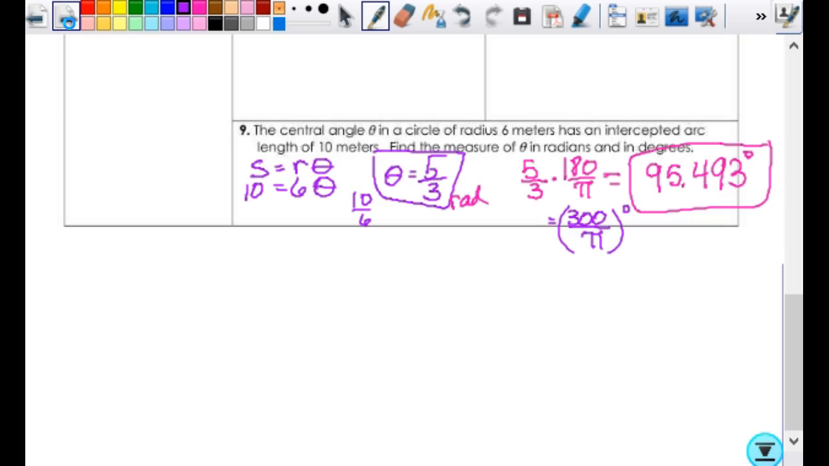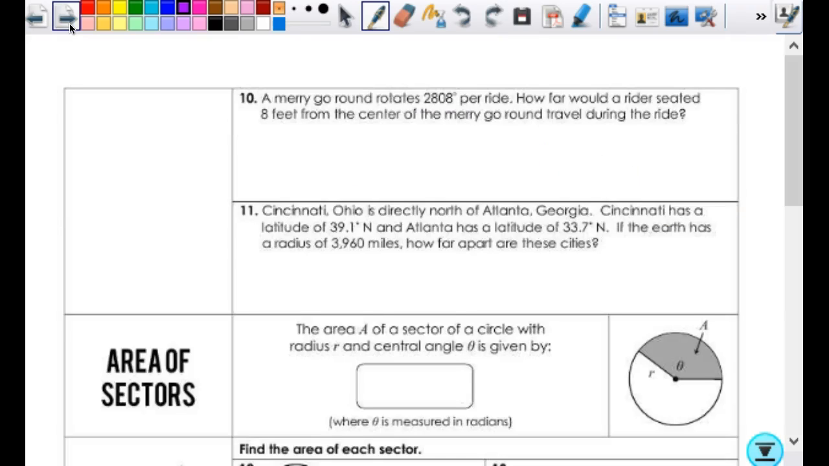All right, on the back. Let's look at number 10. Ready? Sit up. Okay, so a merry-go-round rotates 2,808 degrees per ride. Wow. How far would a rider seated 8 feet from the center of the merry-go-round travel during the ride? So this is still arc length, right? Here's your merry-go-round.